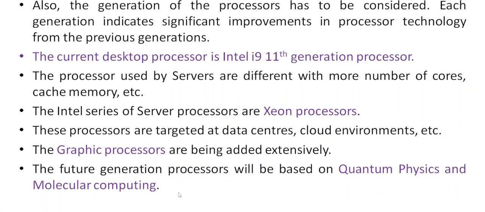And maybe the current generation of processors may stop here because of the huge amount of heat being produced. Because the density of transistors has increased, they are generating a lot of heat. People are looking toward other ways of designing computers. Maybe the processors in future will be designed using the principles of quantum physics and molecular computing. This is regarding computers and processors.